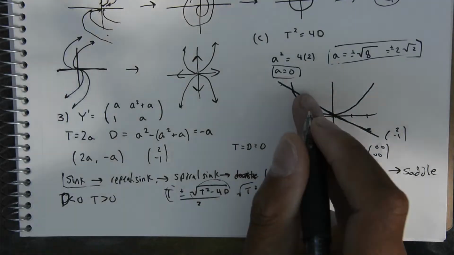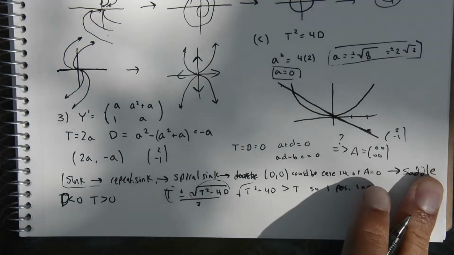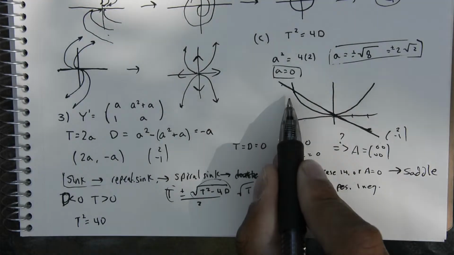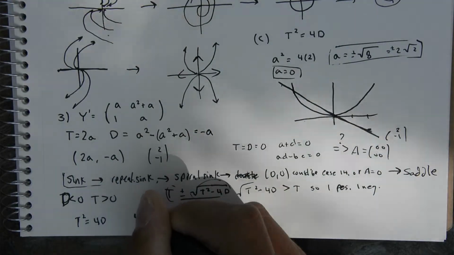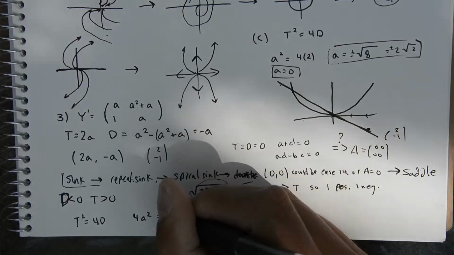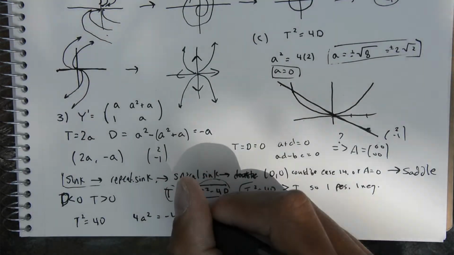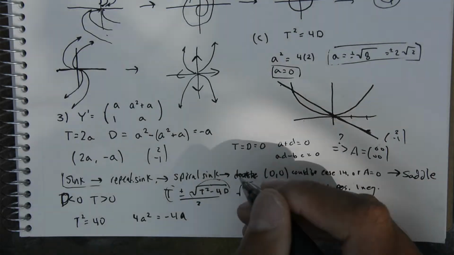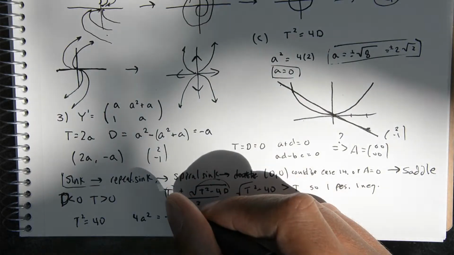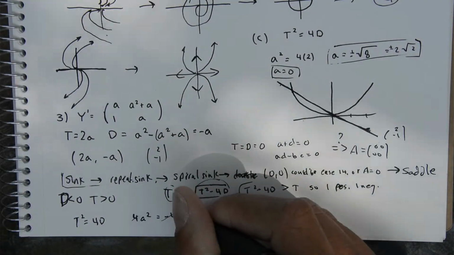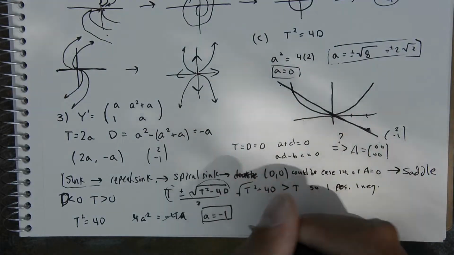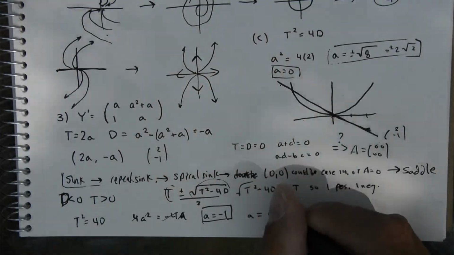Okay, so we're trying to figure out when t squared is equal to 4d. So that means that 4a squared is equal to minus 4a. So this cancels with this, and this cancels with this, and we get a equals minus 1. Then we get a equals 0.